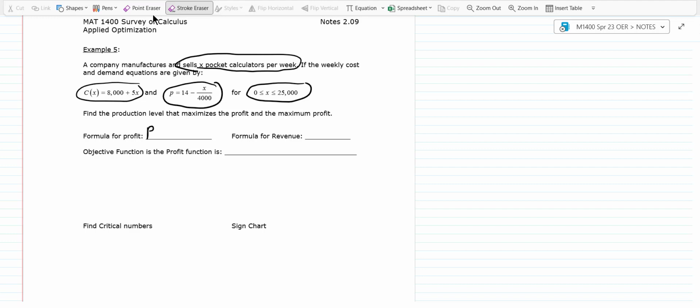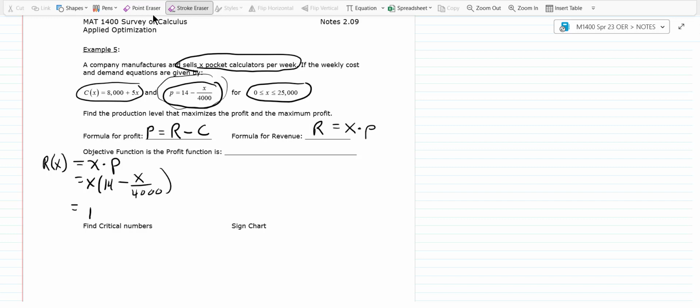Okay, tell me what the formula for profit is. Revenue minus cost. How about revenue? X times P. So you want to write those two formulas down. Our objective function is just simply going to be the profit function. So to begin with, we have to get the revenue. The revenue is X times P. And notice I gave you P is the price demand function. So you do X times 14 minus X over 4,000. So that would end up giving 14X minus X squared over 4,000 for your revenue function.